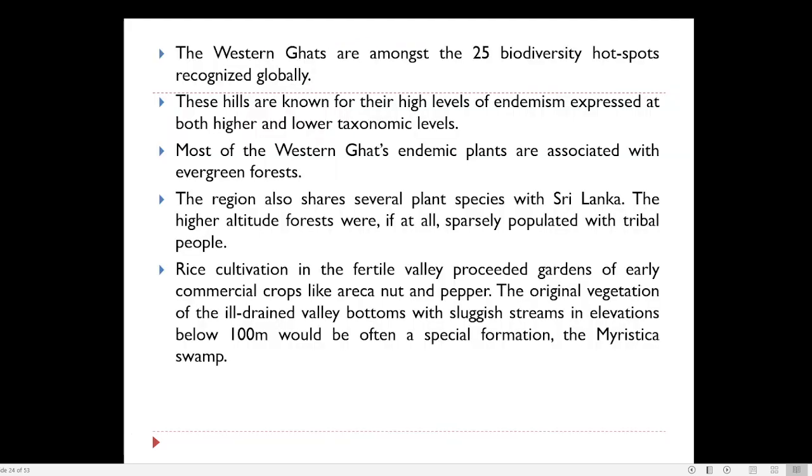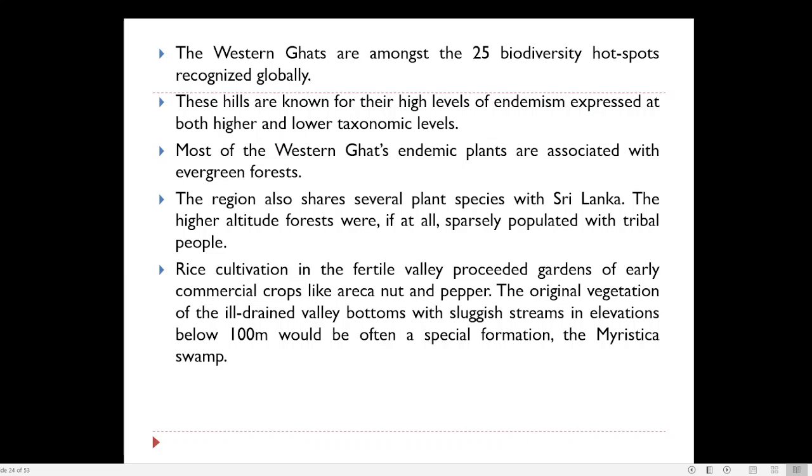Then Western Ghats are among the 25 biodiversity hotspots recognized globally, and they have a high level of endemism. Endemism means the animals present in Western Ghats are only present in that area. For example, you might have heard about the slow loris, or in Malayalam we call it Kuttitevang. Such types of animals are present only in Kerala. They are not present in any other part. So there are a lot of animals present in Kerala or in the Western Ghats region of India which are present only here. They are not present in any other parts of the world.